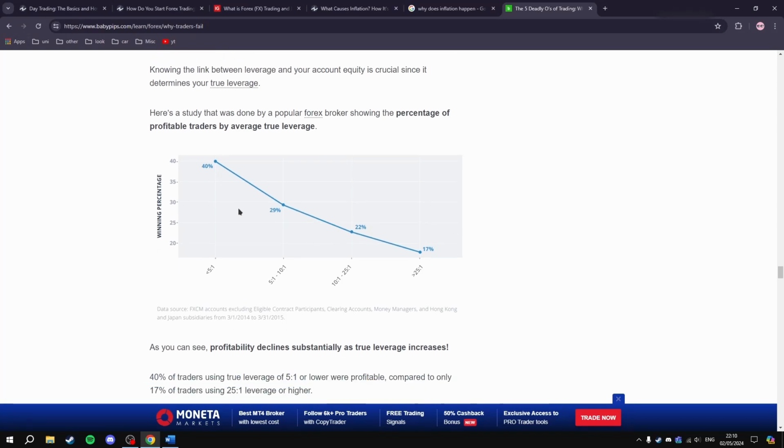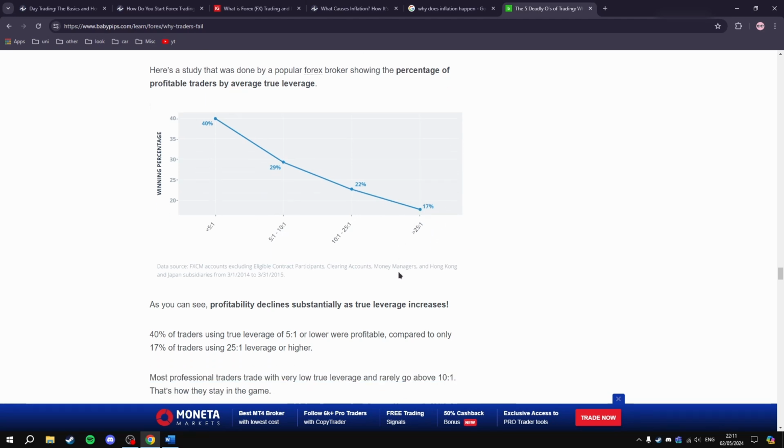Knowing the link between leverage and your account equity is crucial since it determines your true leverage. Here's a study that was done by a popular Forex broker showing the percentage of profitable traders by average true leverage. Less than 5 to 1 has the highest winning percentage. So the less leverage you're using, the more trades you're winning. Those that are above 25 to 1, only 17% of them are winning.